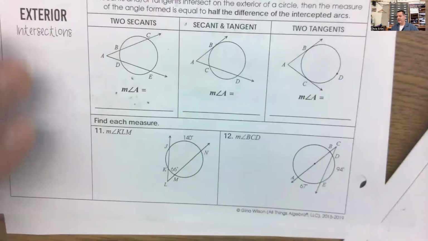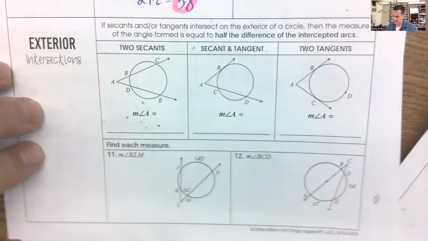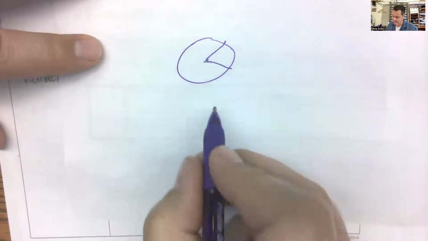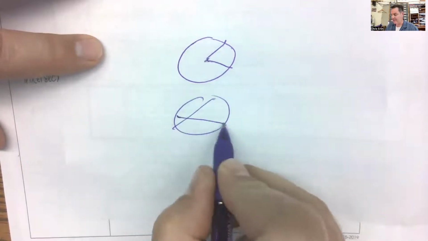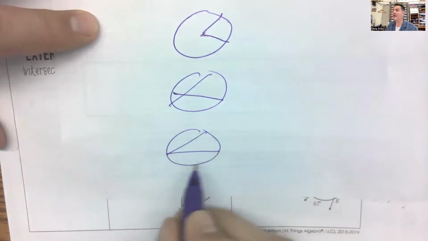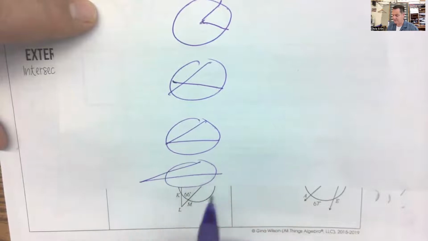Okay, last one is what happens if it's not in the center, right? That's a center angle. It's not like averaging them. It's not all the way on the circle, the inscribed. It's now been pulled out, so it's outside of the circle.